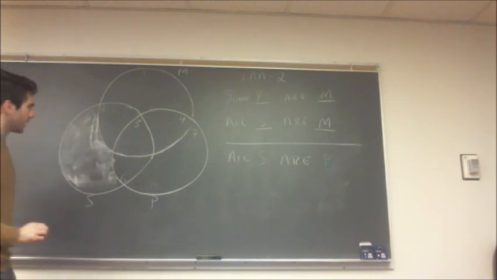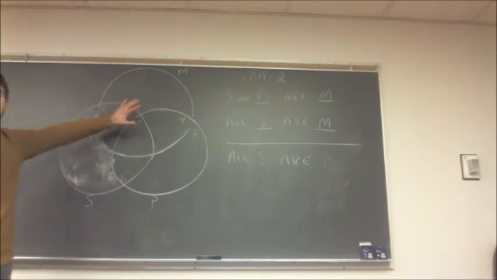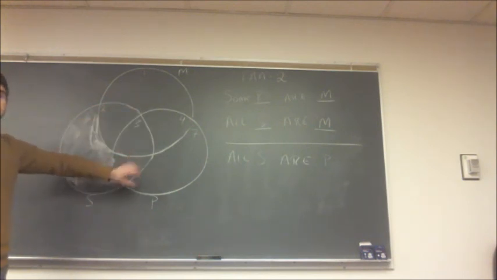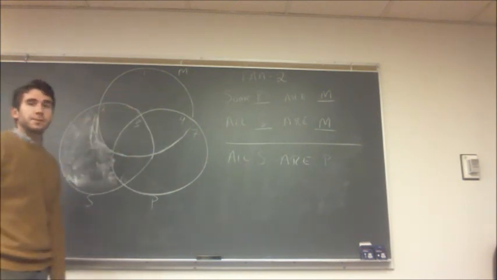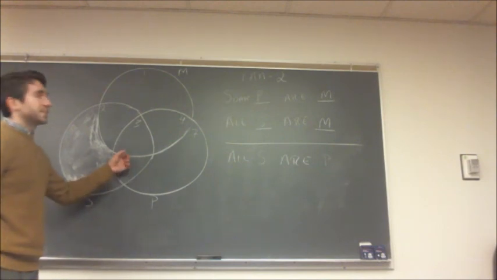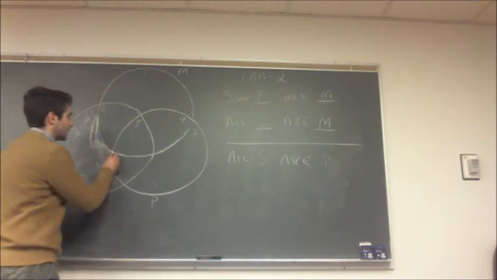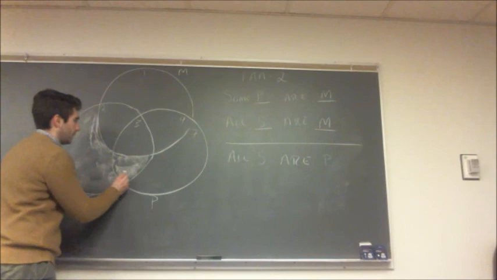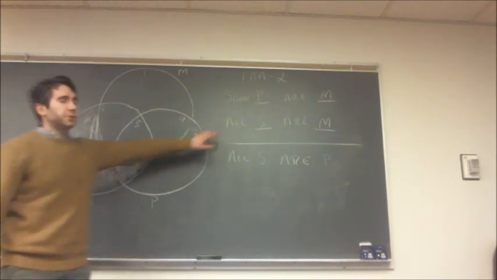Okay. What about 6? Well, this is part of the S circle, but note that it doesn't overlap the M circle. It only overlaps the P circle, and we're told that all the S's are M's. So if there were anything in 6, it'd be an S but not an M, so we need to shade 6. Okay. So we finished the second premise.